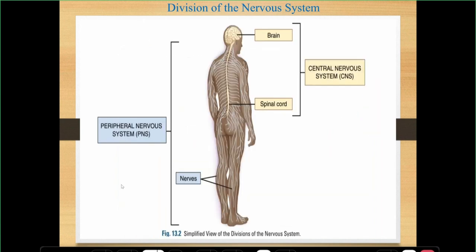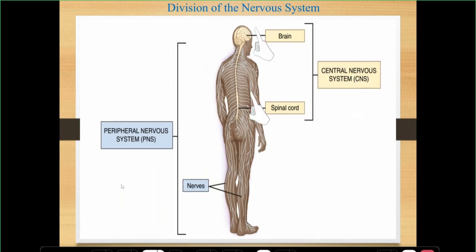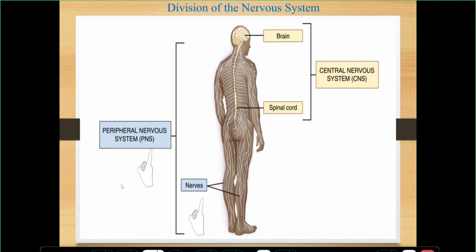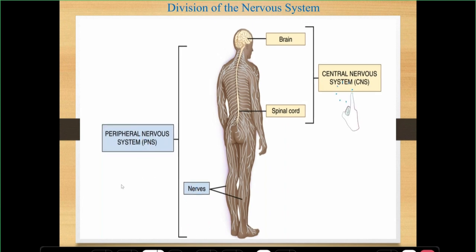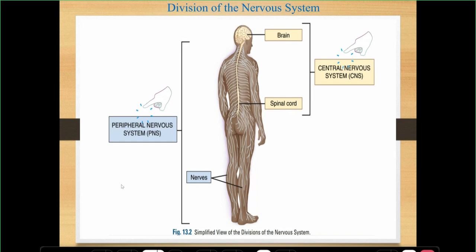This figure about the divisions of the nervous system shows information about the central nervous system, which includes the brain and spinal cord. In yellow, the peripheral nervous system, in blue, is made up of nerves that take impulses away from and toward the central nervous system, CNS, to receptors, muscles, and glands. The following is a simplified view of the divisions of the nervous system. Two major divisions of the nervous system are the central nervous system, CNS, and the peripheral nervous system, PNS, as shown in this picture.